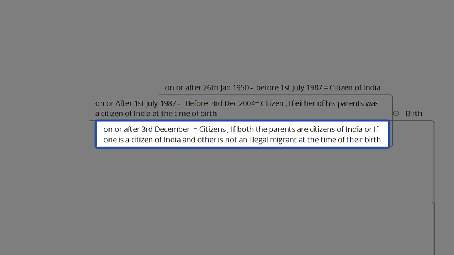But what if he is born on or after 3rd December 2004? He is also a citizen. In this case, both the parents should be citizens of India, father and mother, or if one is a citizen of India, the other should not be an illegal migrant at the time of their birth.